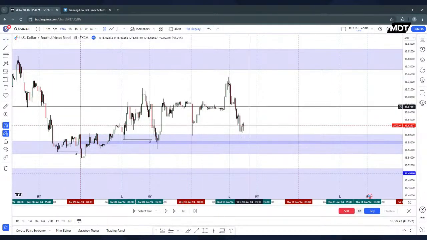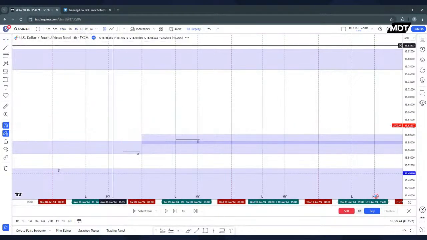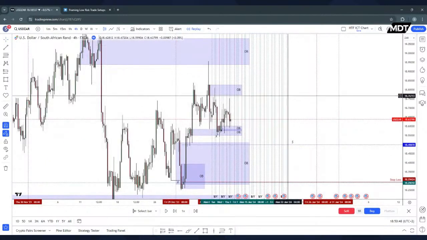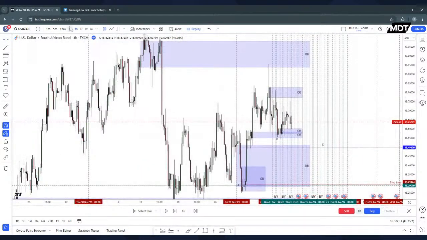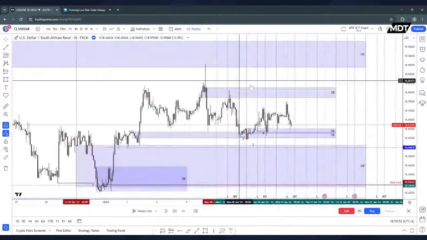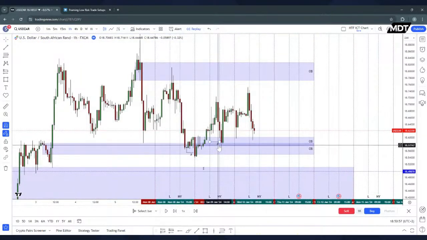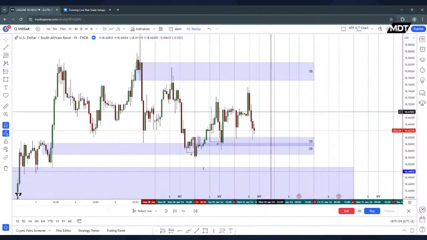So we're back in this order block here, and we are extremely choppy, and I'm not liking these conditions, to be honest. But what we are also doing is building a lot of resistance to the downside, which is a good motivator for price to head higher. So I think we will eventually get a break to the upside. So let's just keep trying to identify opportunities, what may potentially come up.